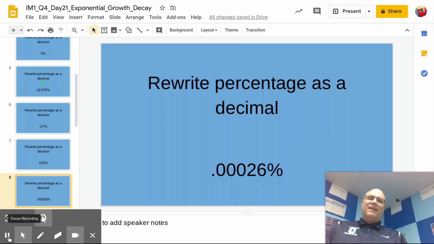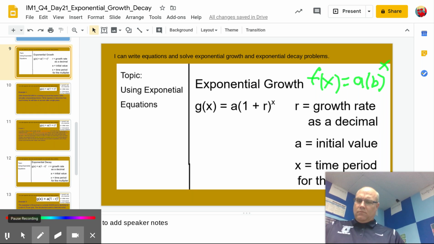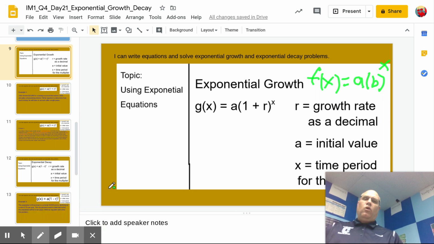Last one, 0.00026% as a decimal. All right, on this one, you should have got the decimal 0.0000026. So decimal of 5 zeros, then 26. That's your decimal. All right, we're going to use this today. That's why I wanted to review this. I'd like you to write this down in your gold notes.